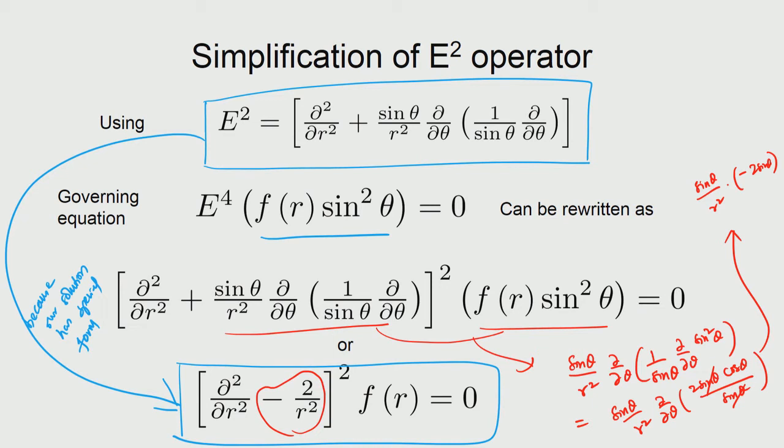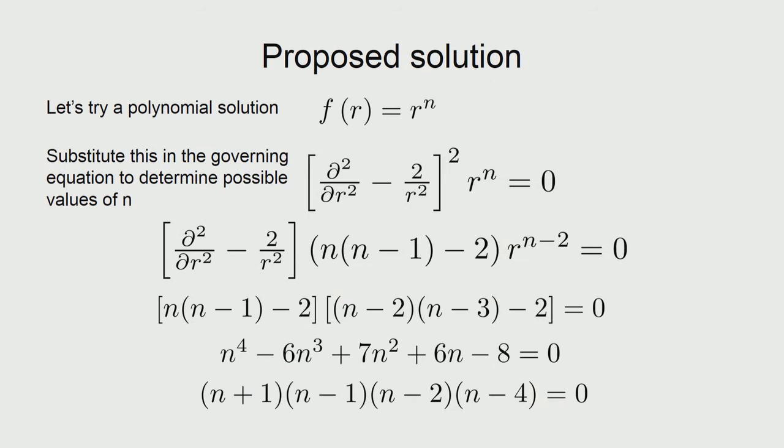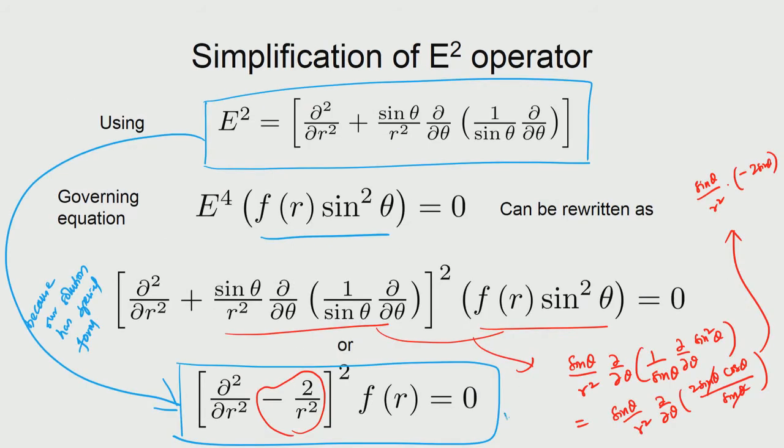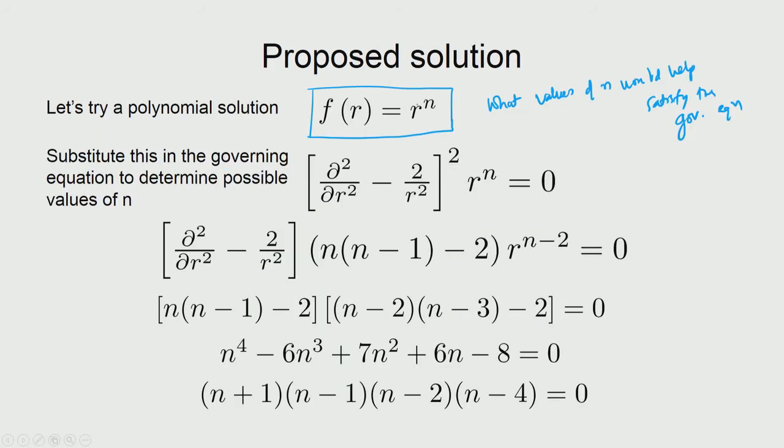So, we now see that okay, we have a simpler situation of only differentiation with respect to r, and what kind of a solution we can seek for f of r. So, we propose that we seek a solution of f of r as a possibly a polynomial. So, r raised to the power of n, and see what values of n would help satisfy the governing equation. Okay, so, the governing equation is here. Okay, so, what kind of values of n would satisfy?